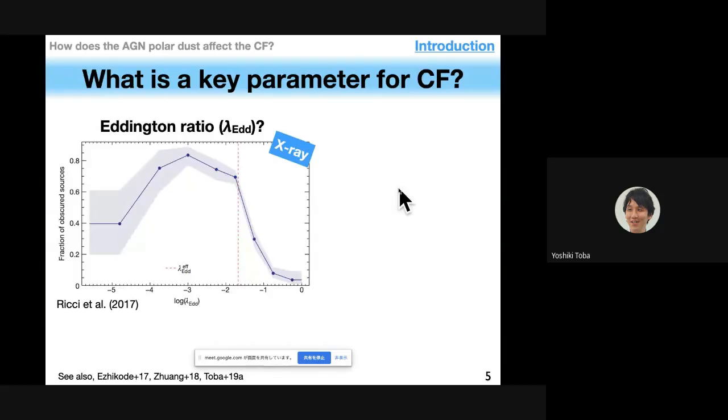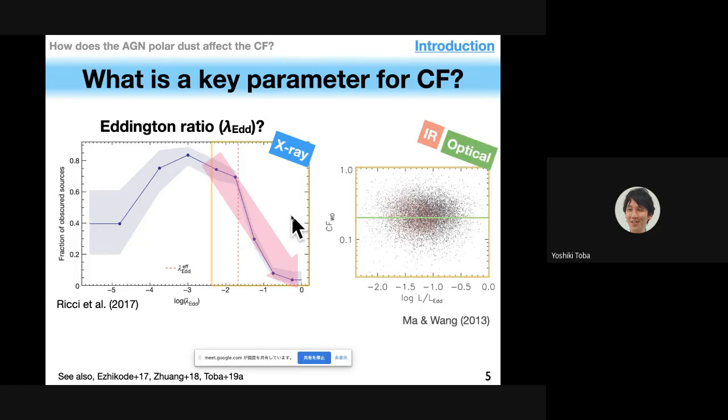But recently, a few authors reported that the key parameter determining covering factor is Eddington ratio rather than AGN luminosity or black hole mass. This figure shows X-ray covering factor as a function of Eddington ratio for the Swift-BAT local AGN sample. We can see a strong dependence of covering factor, especially at higher Eddington ratio. But on the other hand, optical and infrared-based works claim that there is no significant dependence, as shown here. So the question is, what is the reason for this discrepancy?